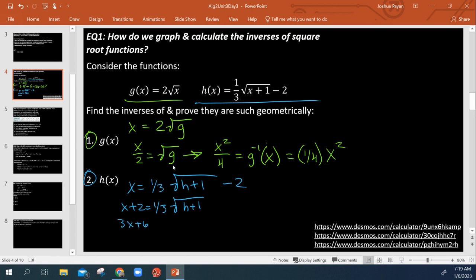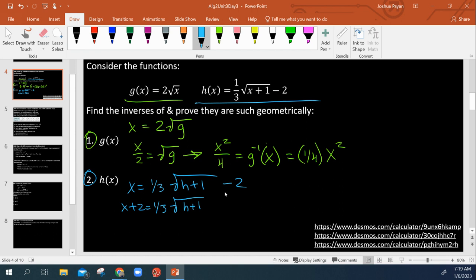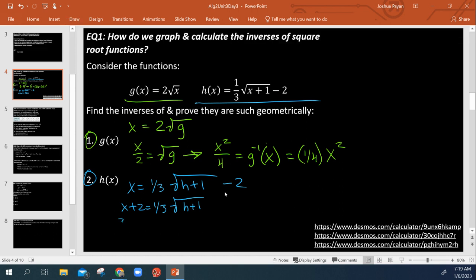Or you could just kind of leave it outside of the parentheses. That may actually be what I want to do instead. So I'm going to multiply by 3 and just leave it as 3 times x plus 2. You don't have to distribute. And then I'm going to square both sides. So now I've got 9 times x plus 2 all squared. And that way now I have it in vertex form. Right? So that would be my inverse there.